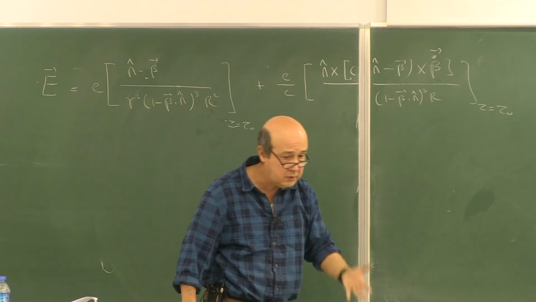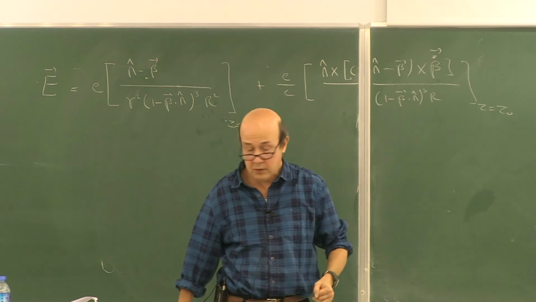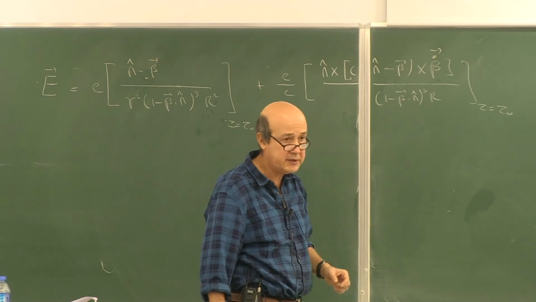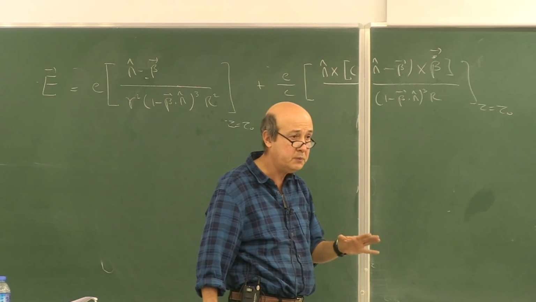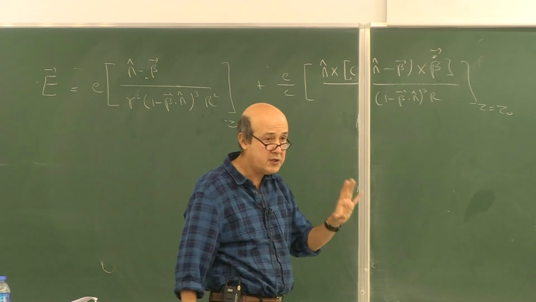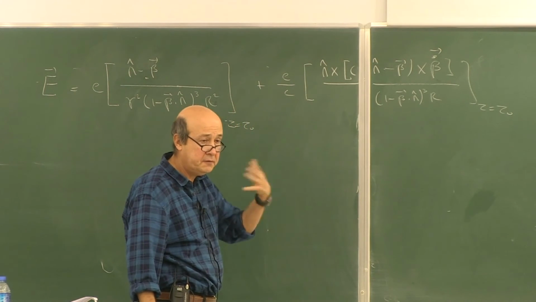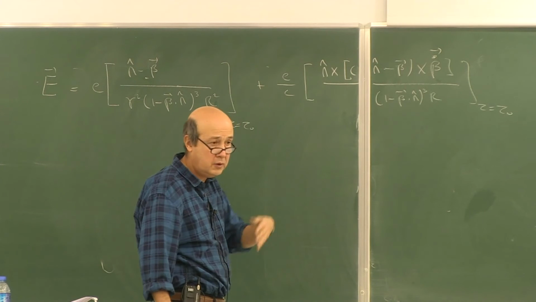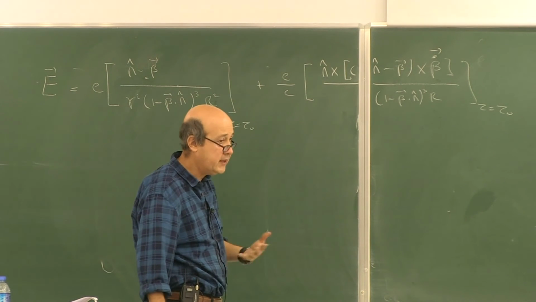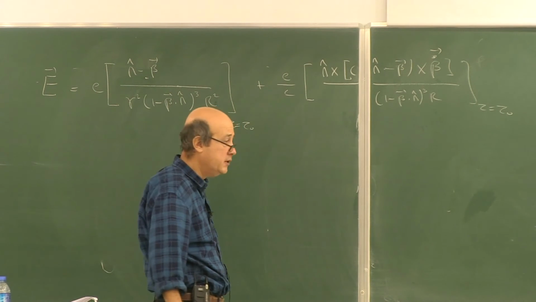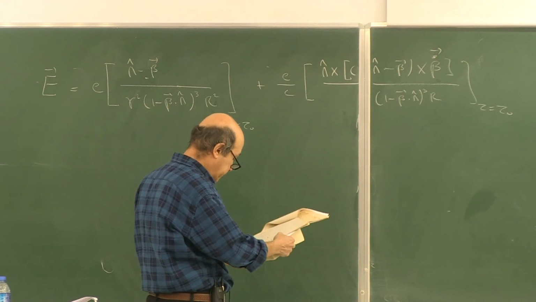So if you want to look at your book, there is a related section that proves that if the charge is moving with constant velocity, the fields are identical to what we found using the Boost matrix and the field strength tensor, which we did a couple of weeks ago.